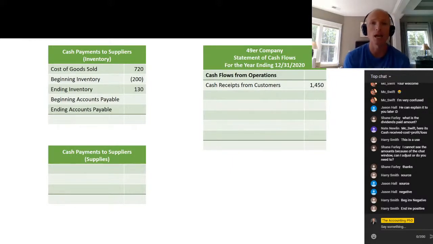At the same time, the ending inventory is a positive adjustment. The reason is that it's inventory that I bought in the current period, but I have not yet sold. So it's not included in cost of goods sold, but it's a purchase that I made. And so that's why it's a positive adjustment.